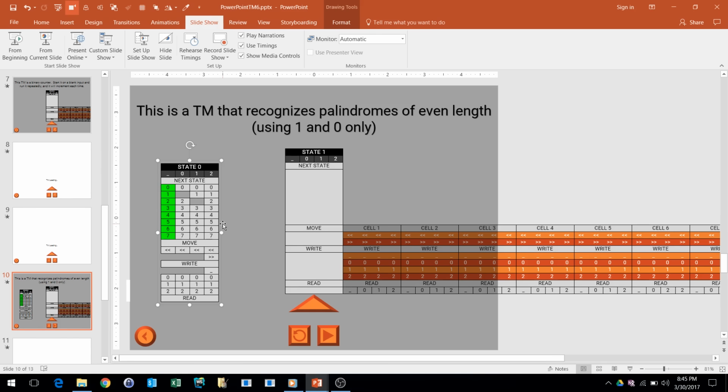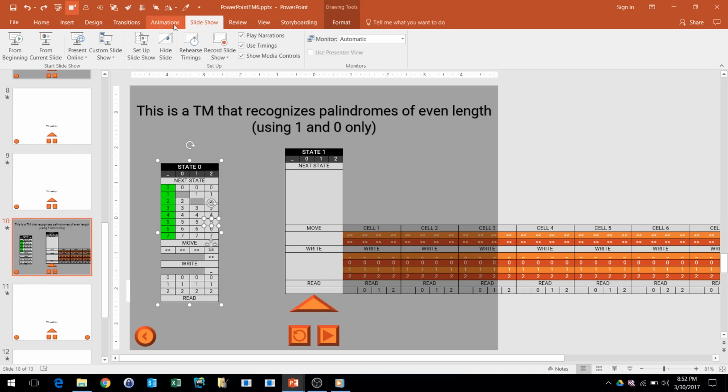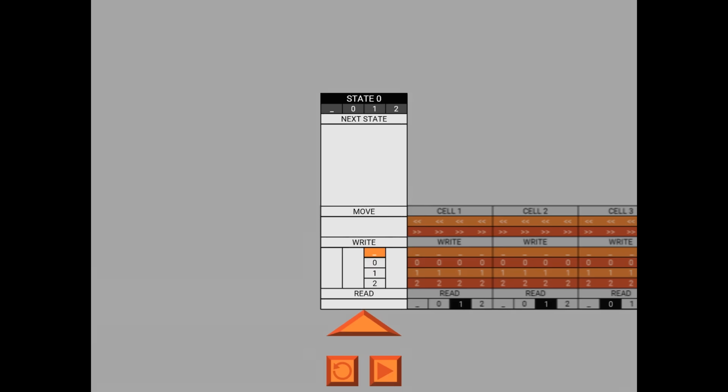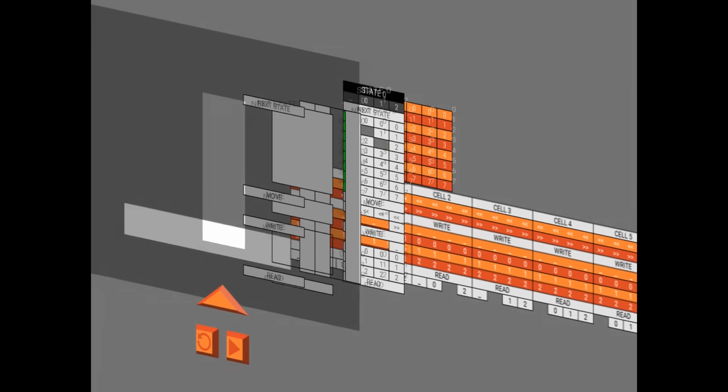So for example, this card says that whenever the Turing machine is in state 0 and it reads a 1, then it should write a blank, move to the right, and then move to state 2. But if we change where these holes are located, we can make the Turing machine do something else and essentially imitate any transition function of any other Turing machine. All of this is accomplished using over 1,600 animations and around 700 AutoShapes.